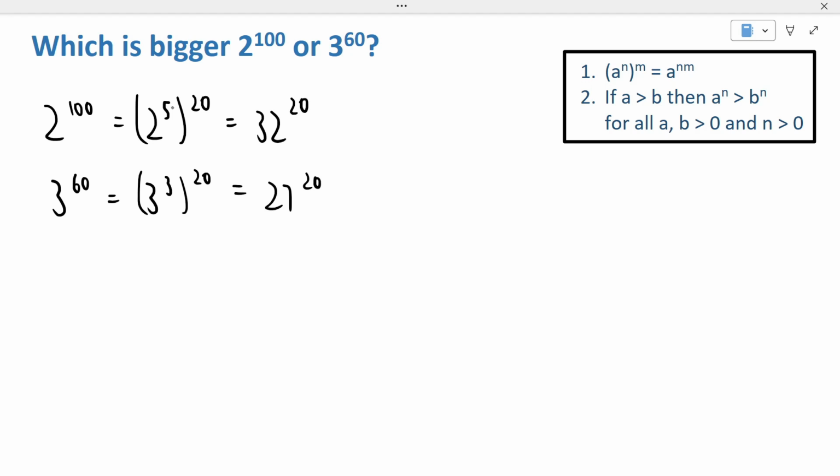So the 2 to the 5 expression inside the brackets has an integer exponent, so we can easily evaluate this to equal 32. And similarly, the 3 to the 3 inside the brackets has an integer exponent of 3, so we can easily simplify this as 27. So now we have rewritten both expressions, and these two new expressions are still equivalent to the original ones. So we are now comparing 32 to the power of 20 and 27 to the power of 20.